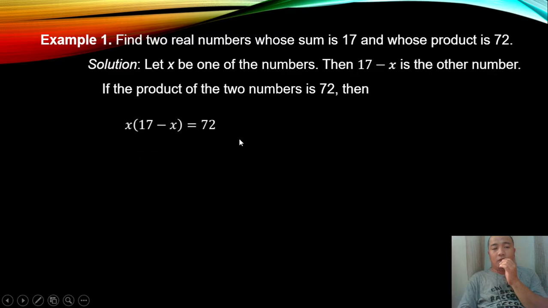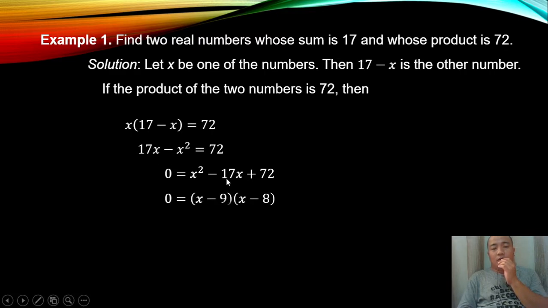So therefore our equation is, we just multiply x by 17 minus x. So we have x times the quantity 17 minus x is equal to 72. So it becomes 17x minus x squared equals 72. And then we have 0 equals x squared minus 17x plus 72. We transpose negative x squared and 17x.